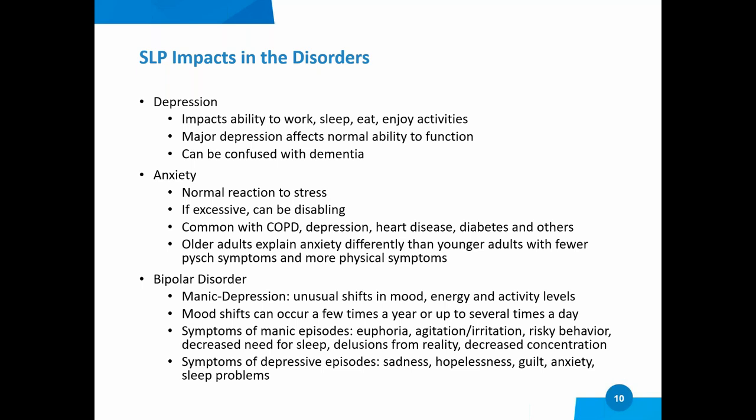Bipolar disorder, or what's been called manic depression or manic depressive states, involves unusual shifts in mood, energy, and activity levels. Mood shifts can occur a few times a year or up to several times a day, which is the cycle. So they're a slow cycle or a fast cycle. Symptoms of manic episodes are euphoria, agitation or irritation, risky behavior, decreased need for sleep, delusions from reality, and decreased concentration. And symptoms of the depressive side are sadness, hopelessness, guilt, anxiety, and sleep problems.